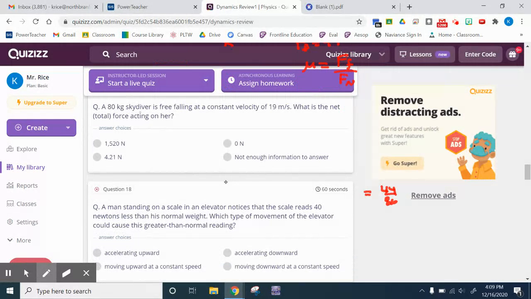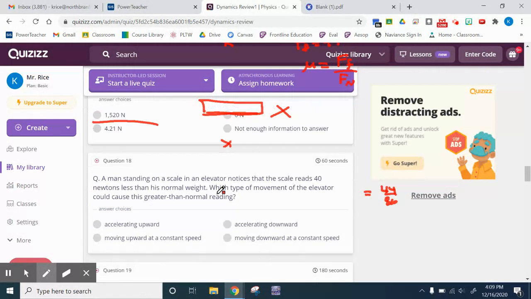An 80 kilogram skydiver is free falling at a constant velocity. That's the most important part. Doesn't matter what that constant velocity is. If the velocity is constant, it's not changing, then the acceleration is 0, which means the net force, the total force acting on this skydiver, must be 0. That's the only way you can be in equilibrium.